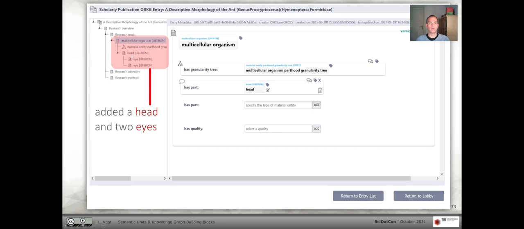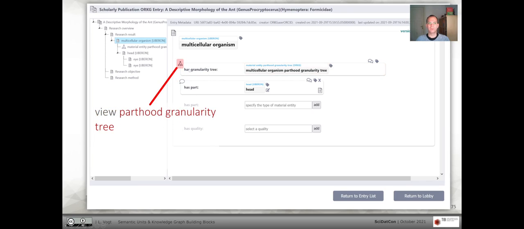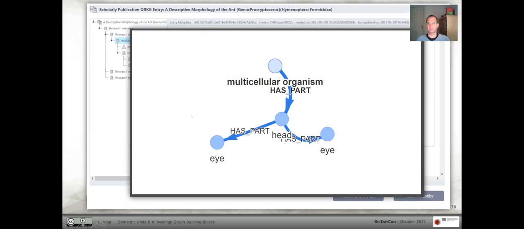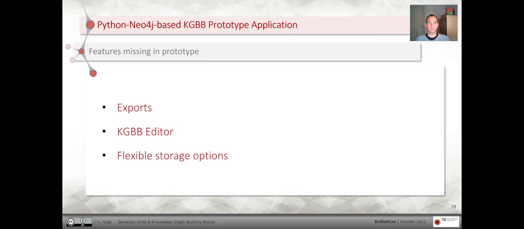And here I added some more content, a head and two eyes, and the application automatically identifies that a granularity tree exists in the data, a parthood-based one, and now you can visualize this. So it filters the general data graph and shows only the partonomy. And what I cannot show because I don't have the time is it also has versioning, editing history for semantic units and input nodes, and search results can be shown as a table. What it does not cover is the exports feature. It doesn't have a building block editor, and there's no flexible storage options.